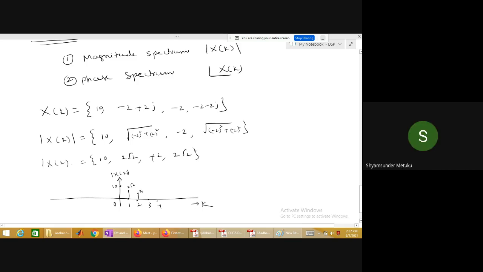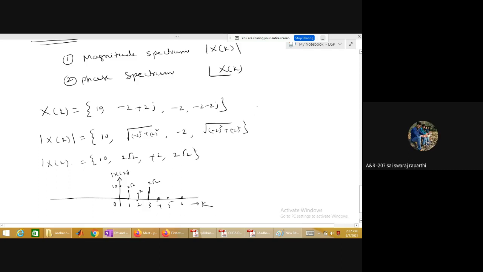Okay, there cannot be a negative for a magnitude. Then again 2 root 2. It is not 4, I just wrongly wrote it. Okay, this is 0 actually. From here onwards all are zeros. Is it clear? Yes, sir.